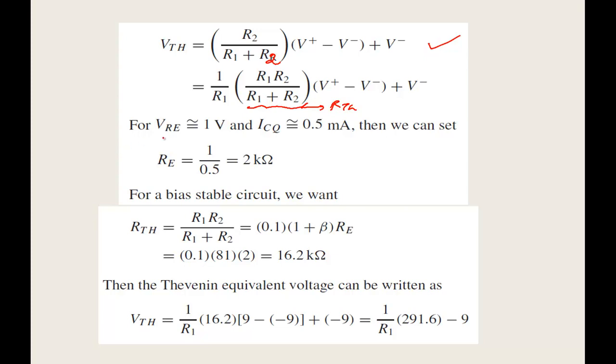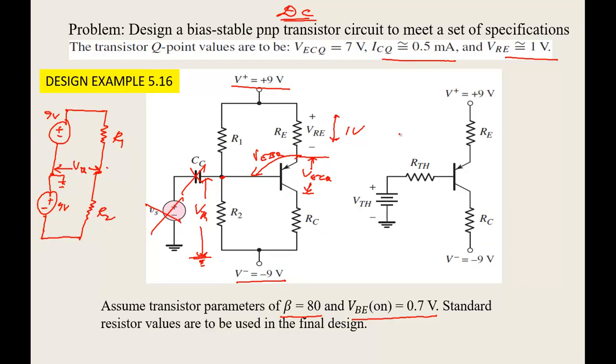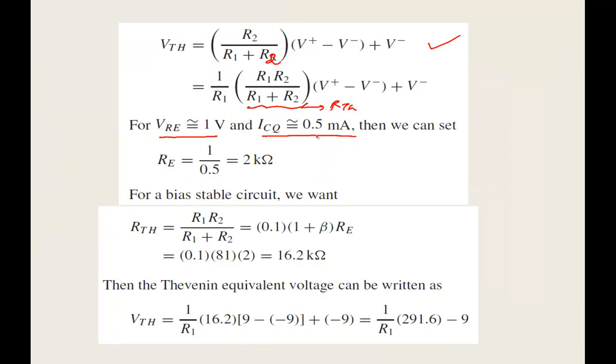Now VRE is equal to 1 volt and ICQ is equal to 0.5 milliampere. This has all been given. Then what will be RE? Basically IE is flowing through this. How can I find it out? We can write ICQ as almost equal to IEQ. If that's the case, the voltage is 1 volt, so 1 divided by 0.5 milliampere, I can take it as 2 kilo ohm. So RE is found now. Good.